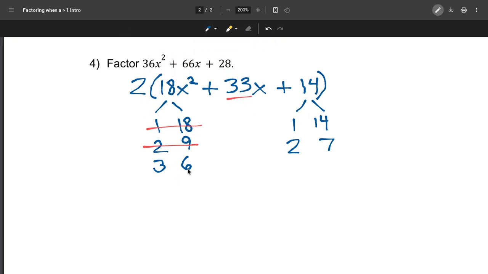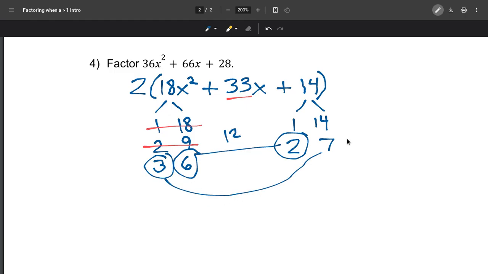Okay, so 6 times 2 is 12. And 3 times 7 is 21. And that's going to work. All right. So 6 times 2 is 12. 3 times 7 is 21. 21 plus 12 is 33. So that's going to work.